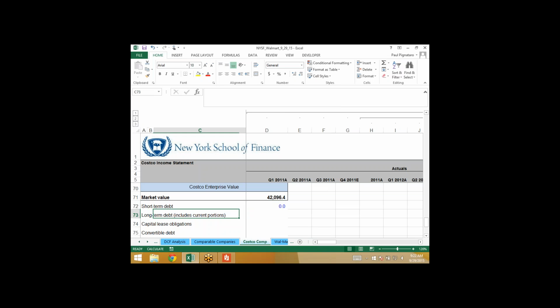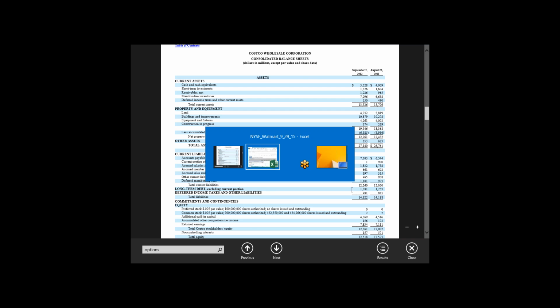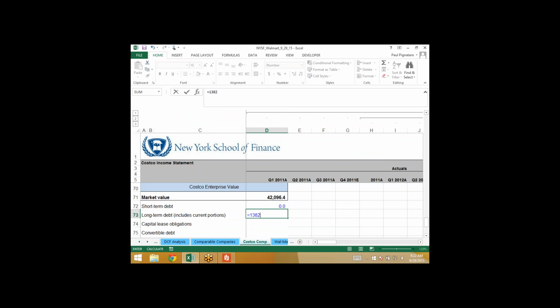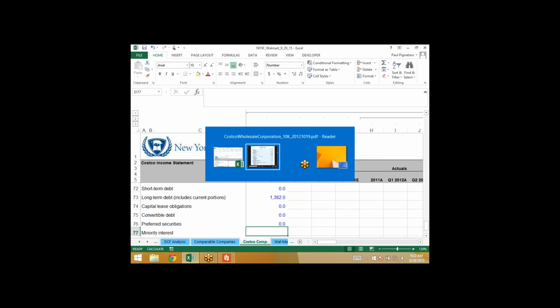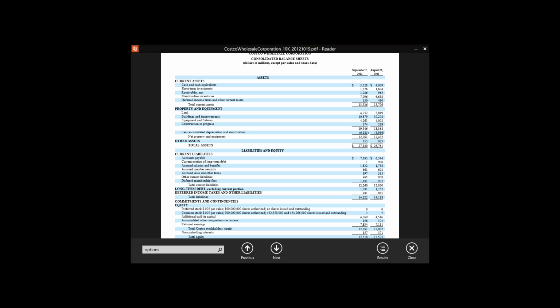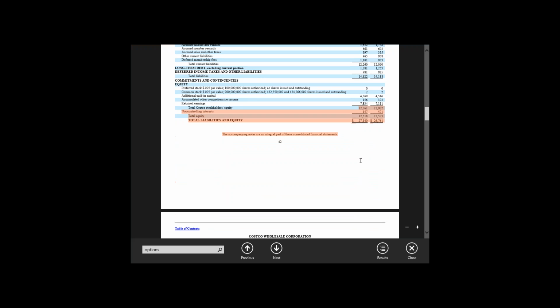I laid that out here. Long-term debts includes current portions, which I'll just hard code in: the current portion is $1, long-term debt is 1381, so that's 1382. No capital leases, no convertibles, no preferreds. They do have minority interest, which was 157, non-controlling interests. Same thing, 157.